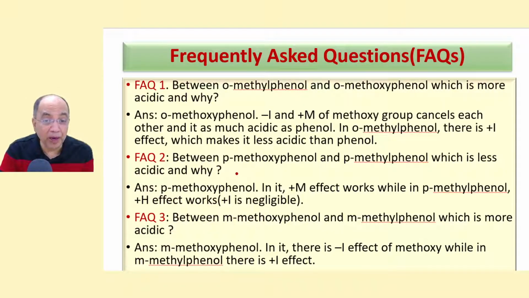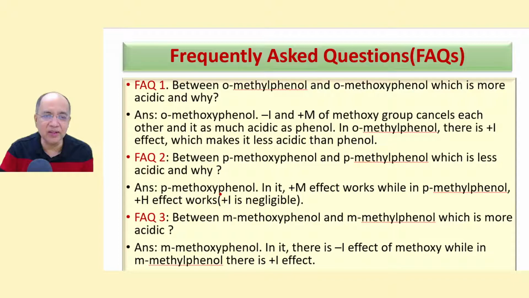Between paramethoxyphenol and paramethyl phenol, which is less acidic? Obviously paramethoxyphenol, because in paramethoxy there is a plus M effect which will destabilize to a greater extent, while paramethyl is only hyperconjugation, and the effect is less.